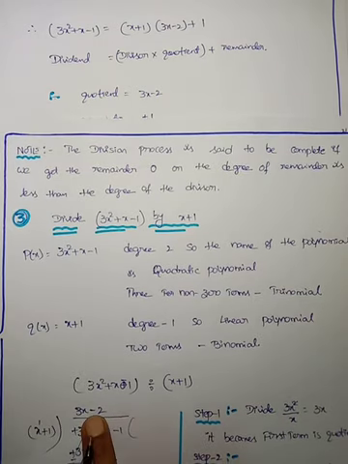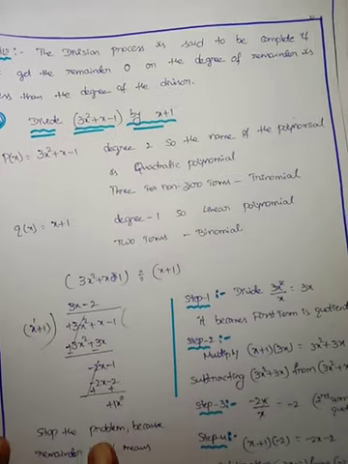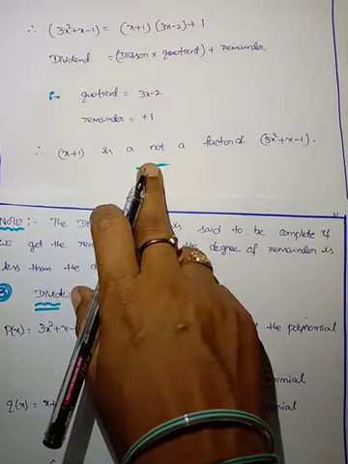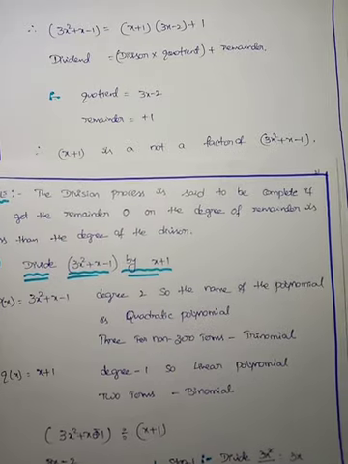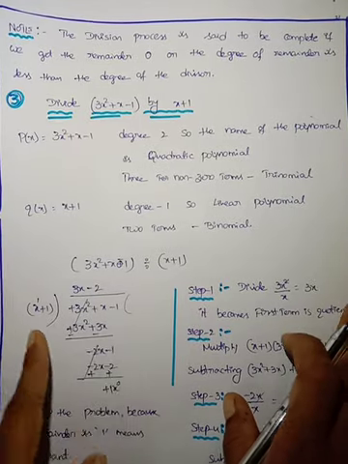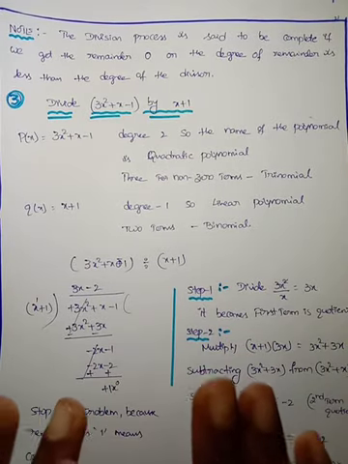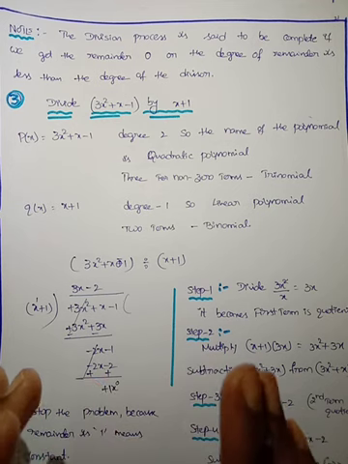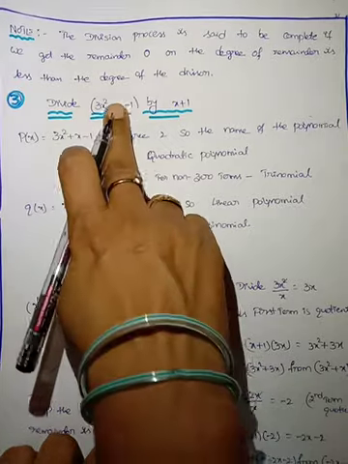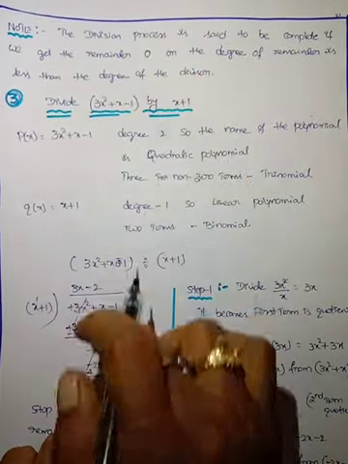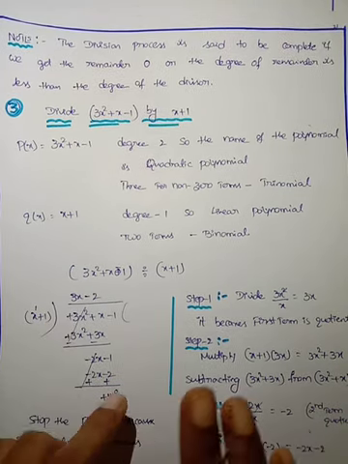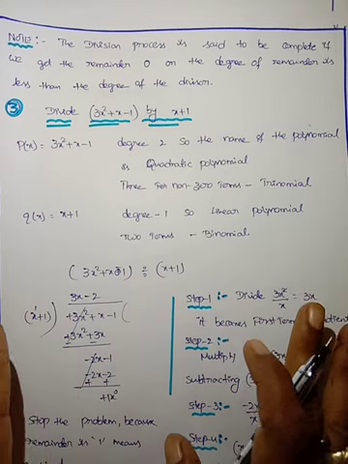What is the quotient here? 3x minus 2. What is the remainder here? 1. X plus 1 is not a factor of 3x square plus x minus 1. You have to remember, students, the polynomial division is completed when the remainder is 0, or the degree of the remainder is less than the degree of the divisor. Then the problem is completed.